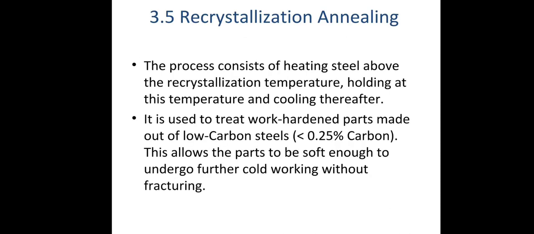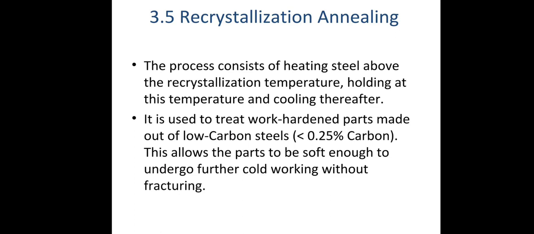Now we are seeing the topic recrystallization annealing. The process consists of heating steel above the recrystallization temperature, holding at this temperature and cooling thereafter. It is used to treat work-hardened parts made out of low carbon steel, less than 0.25% carbon content. This allows the part to be soft enough to undergo further cold working without fracturing.